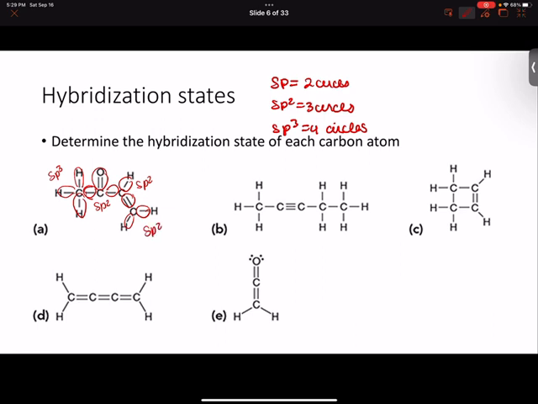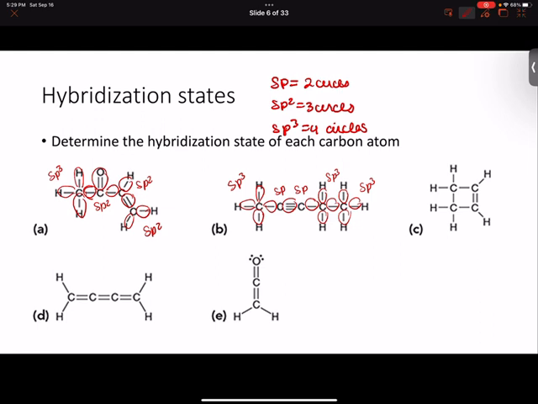Let's look at B. We have 1, 2, 3, 4. We have sp3. We can do 1, 2. This one's going to be sp. 1, 2. This is going to be sp. 1, 2, 3, 4. This one's going to be sp3. 1, 2, 3, 4. This is going to be sp3.